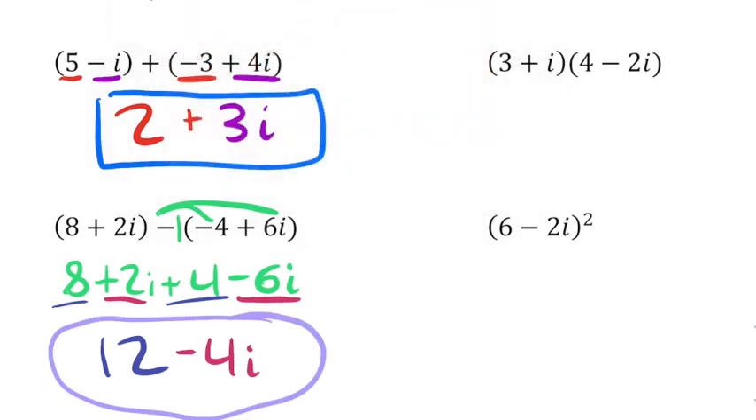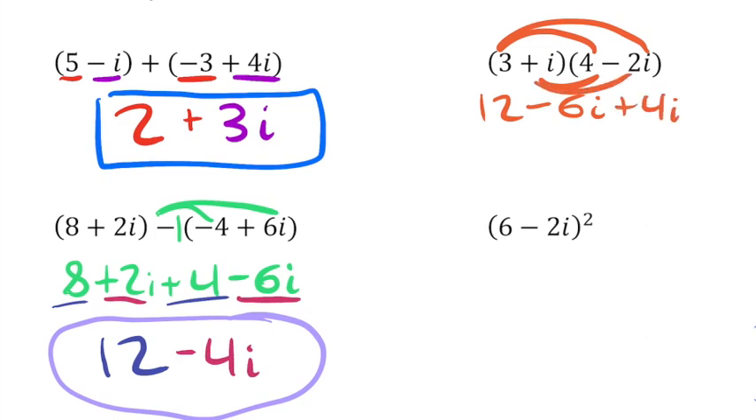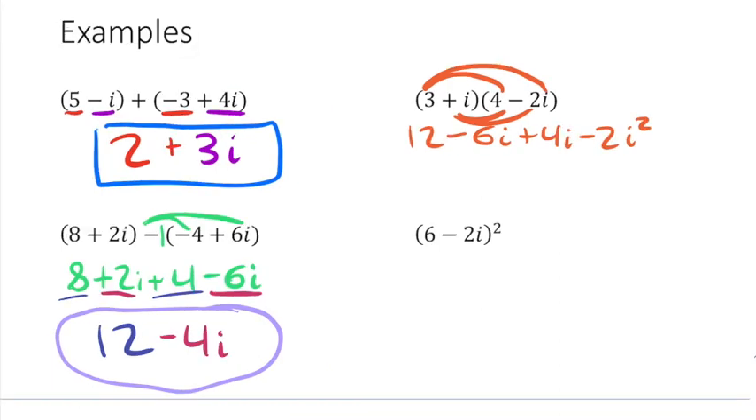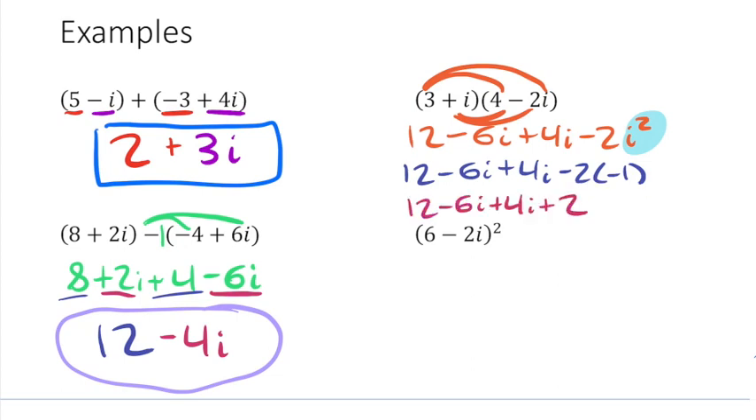This next problem has nothing in between the parentheses, and that means multiplication. So we are going to distribute 3 to the 4 to make a 12, 3 to the negative 2i to make a negative 6i, i to 4 to make positive 4i, and i to negative 2i to make a negative 2i squared. Now remember, i squared equals negative 1, so this is really a negative 1. Order of operations says I should take this negative 2 times negative 1 and multiply them together before doing any of the adding or subtracting. And a negative 2 times a negative 1 gives us a positive 2.